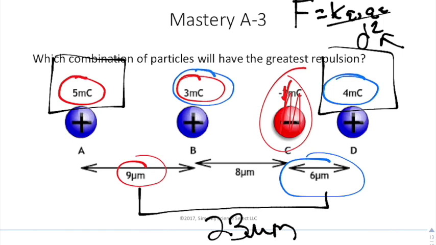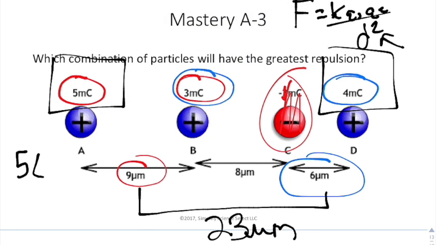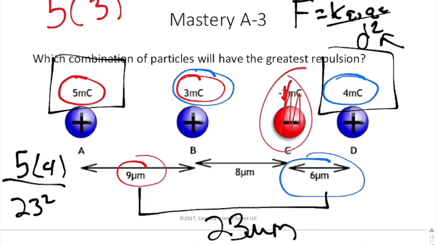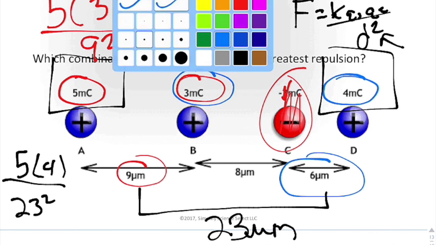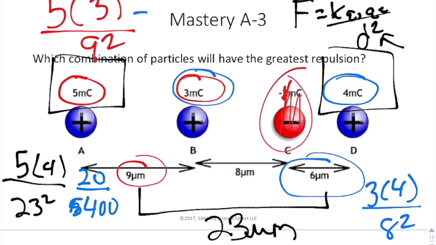So just to put it in the formula, let me change colors so I can match. We'll do this one first. You're going to take 5 times 4, and then divide it by 23 squared, which is going to be a pretty small number. Now in red, you'd have 5 times 3 divided by 9 squared. And for the blue one, you'd have 3 times 4 divided by 8 squared. You should be able to rule out one of these pretty quickly. 20 divided by something greater than 400, it'll probably be closer to 500, we'll say 400, is going to be really, really small, especially when you compare it to 15 over 81 and 12 over 64.